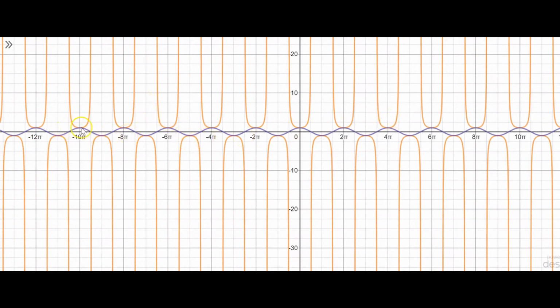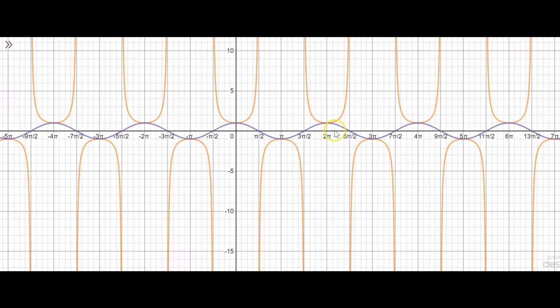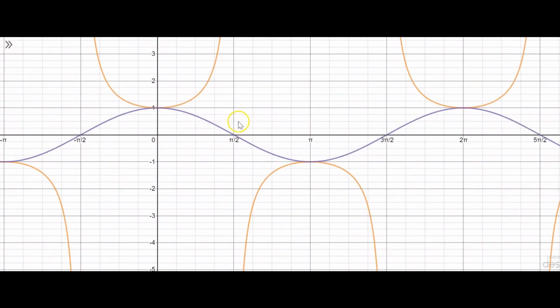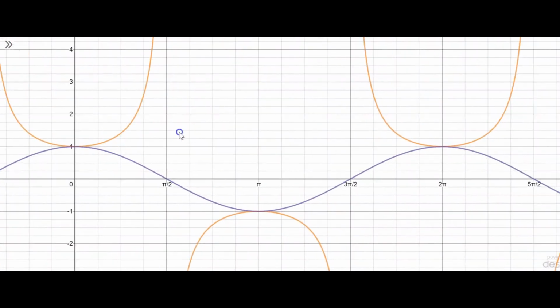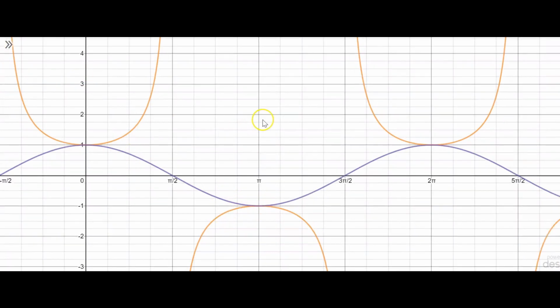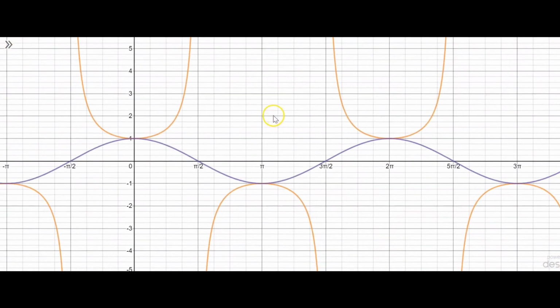Okay? So cosine basically connects the secant points. So you know that wherever cosine is equal to 1, which is where cosine starts, secant is also going to be equal to 1 there. And wherever cosine is equal to -1, secant is also going to be equal to -1. Okay? All right, so we only have one graph left. We're going to do cosecant, and we know that that is related to sine.